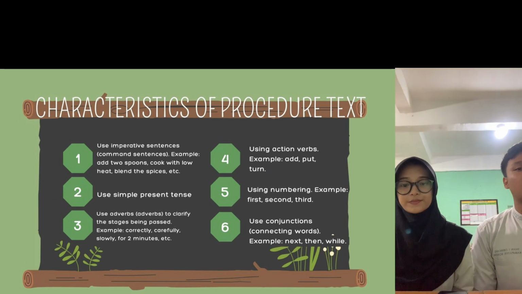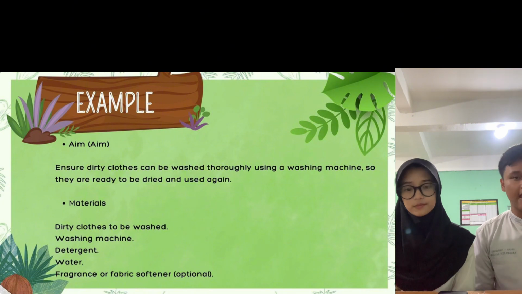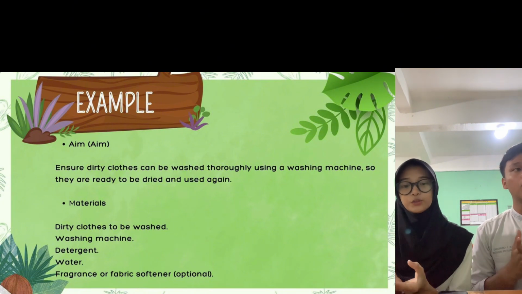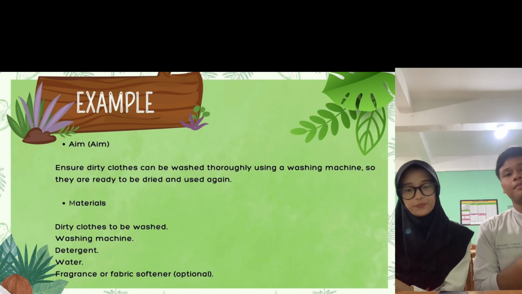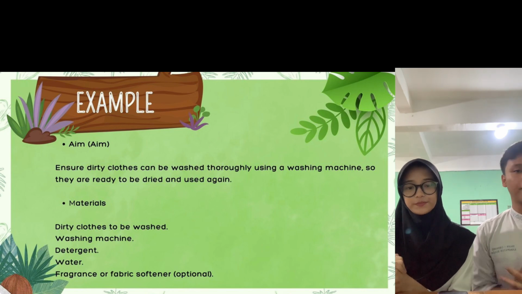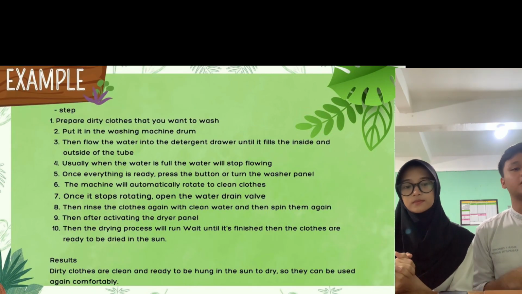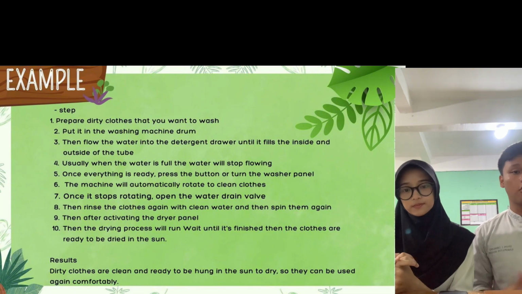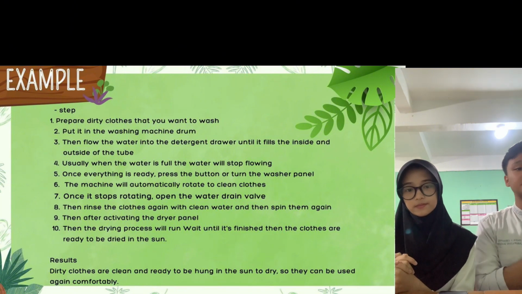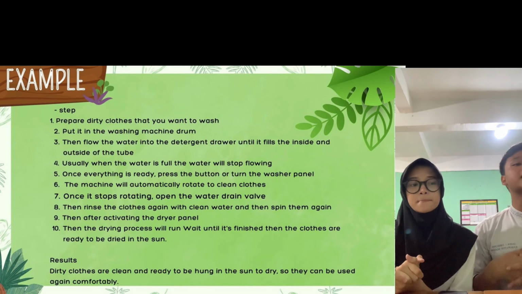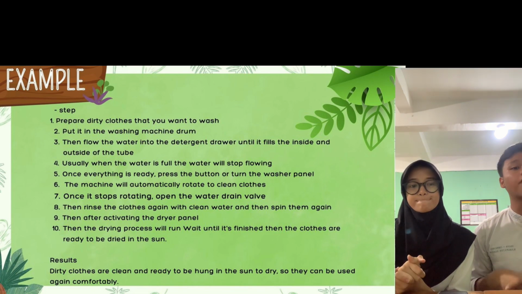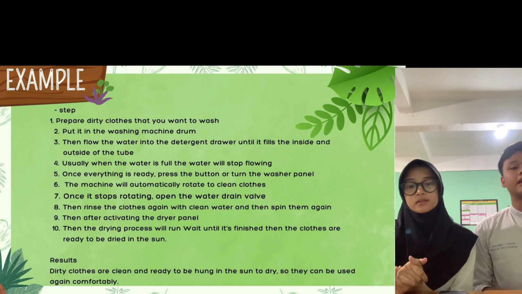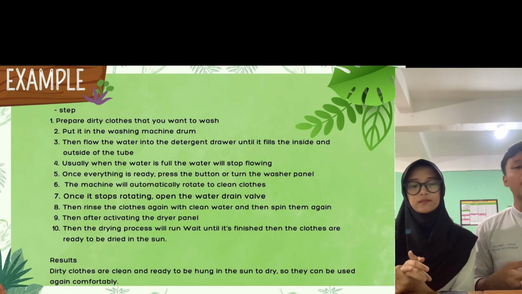Okay, there is an example of procedure text: how to use a washing machine. Okay, the first is prepare the dirty clothes that you want to wash. Next, put them in the washing machine drum. Next, flow the water into the detergent drawer until it fills the inside and outside of the tube. And next, usually when the water is full, the water will stop flowing.